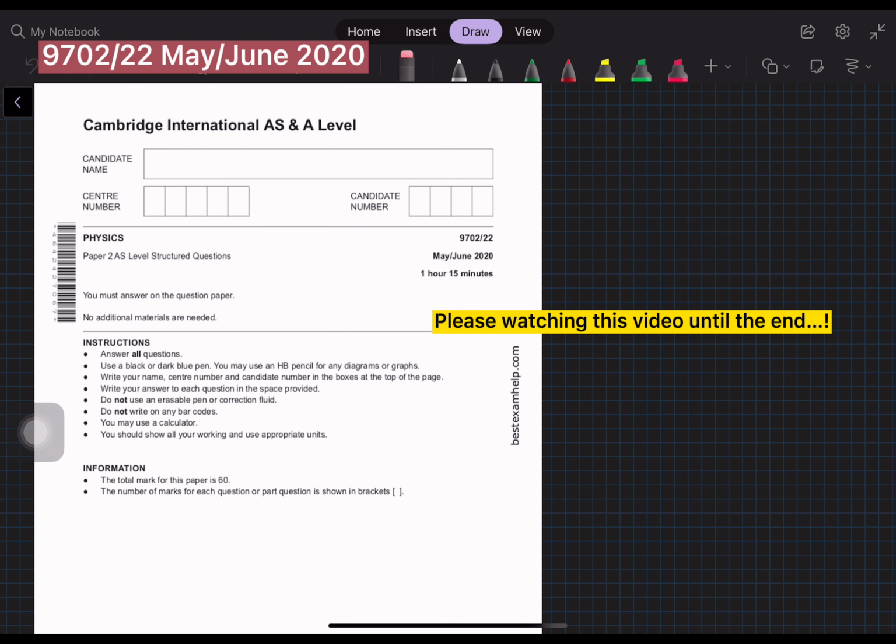Today I'm going to share how to solve this question. This is the Physics Paper 2 AS Level structured question, 9702/2, from June 2020.